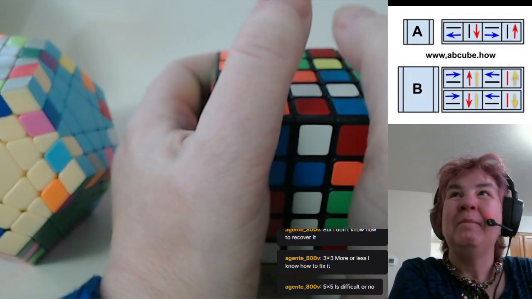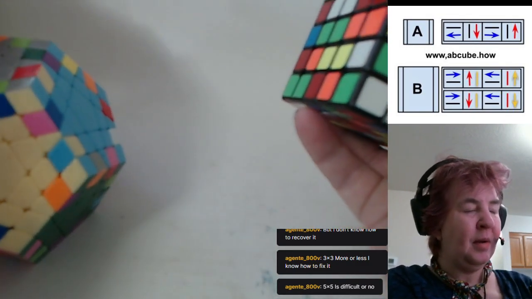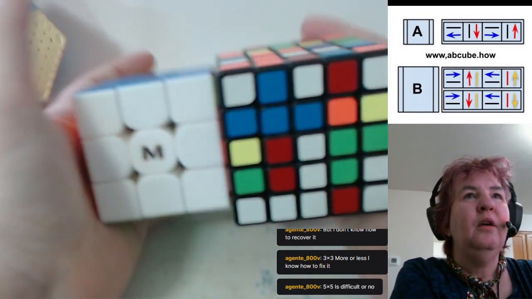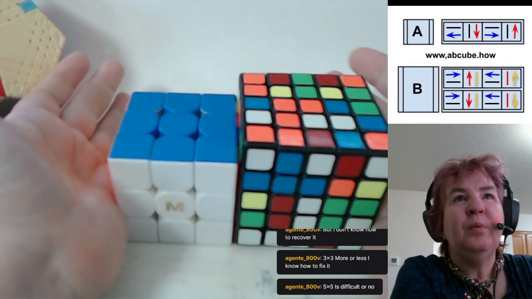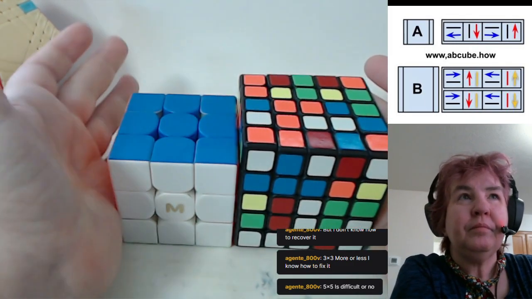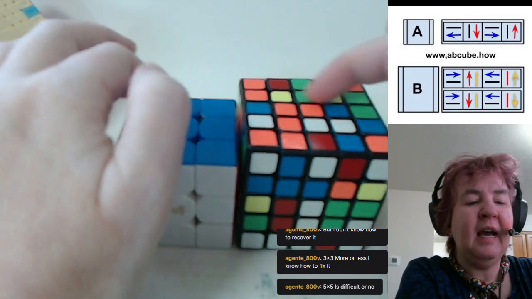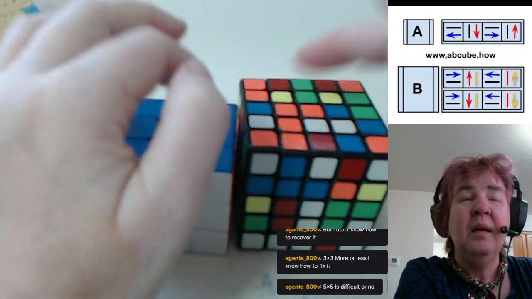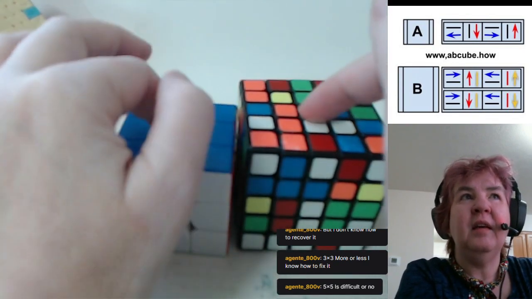So the 5x5, where's my 3x3? One looks more complicated, and other people will tell you that it is. But what I'm telling you is that it's not more complicated, it just has more different types of cubies on it. But every single cubie can be manipulated the exact same way.